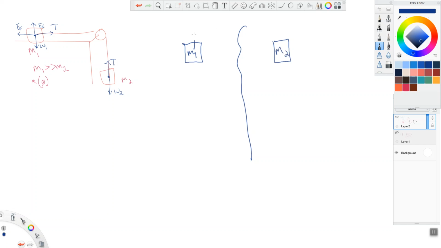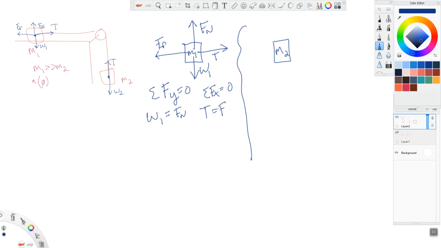What I can say is force normal is going to be equal to the weight of the first box, since it's not accelerating, so my summation of forces in the y direction is going to equal 0. So that means weight 1 equals force normal. What I can also say is that tension is going to be equal to frictional force, because the summation of the forces in the x direction is going to equal 0. So that means tension equals frictional force.